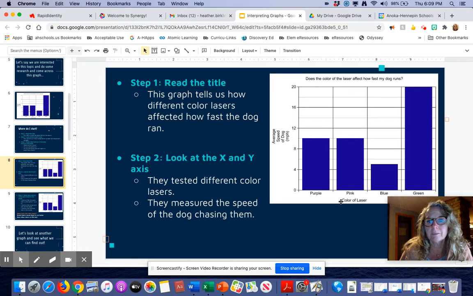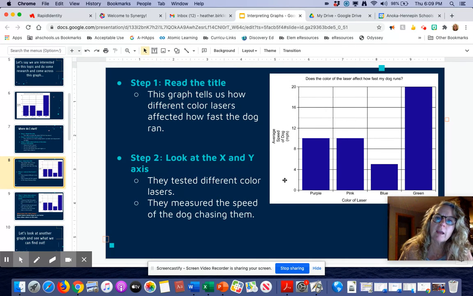So they had 4 different alternative hypotheses. And so they were talking about the different colors of lasers. So we can't make any conclusions about, let's say, yellow lasers or maybe, what other color? I can't even think of another color right now because I'm not thinking.